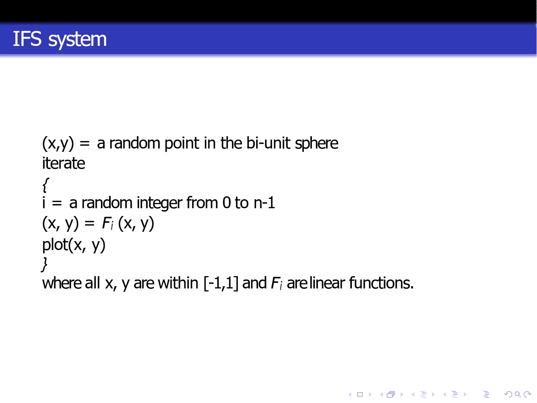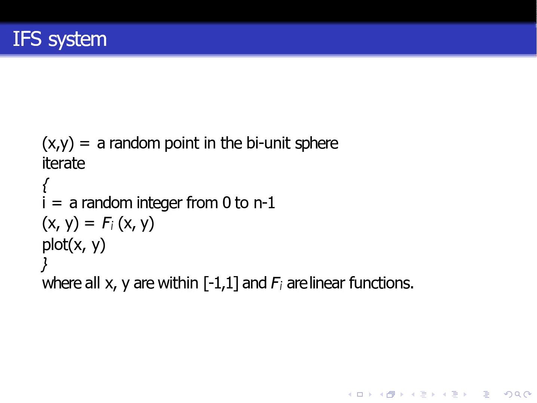Another one is the IFS system. It is a finite collection of functions that transform a point in the space X to another point in the same space X. It was introduced by Scott in the 2D space. The set code is as follows. Here, X and Y are within -1 to 1, and Fi are linear functions.